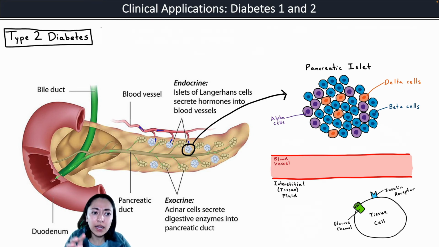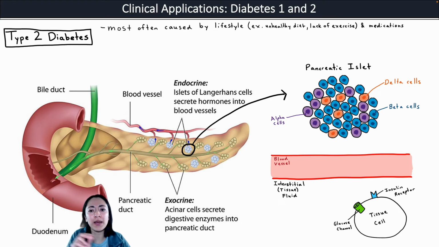Type 2 diabetes is most often caused by lifestyle. And this is the most common type of diabetes in the human population, with about 90% of cases being type 2 diabetes and only about 10% of cases being type 1 diabetes. So type 2 diabetes, again, is most often caused by lifestyle. So this includes having an unhealthy diet, especially one that's high in simple carbohydrates and high in sugar. Also, a lack of exercise can increase the chances of developing type 2 diabetes, and certain medications can increase your chance of developing type 2 diabetes.